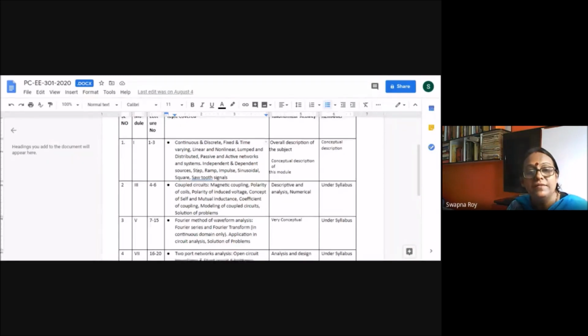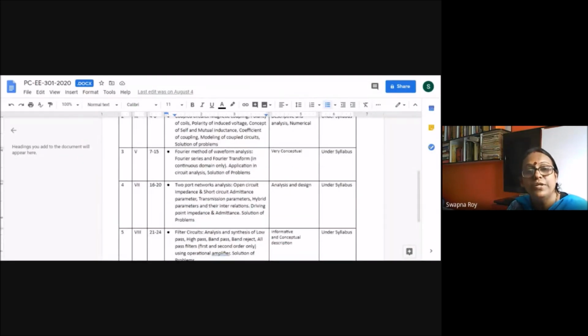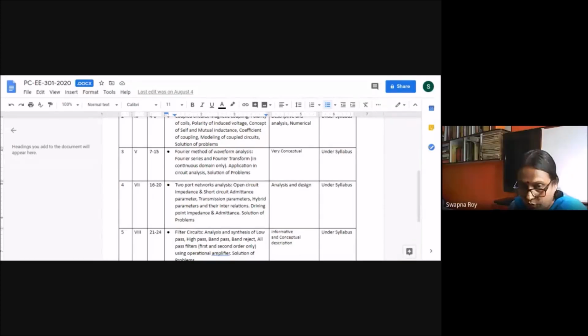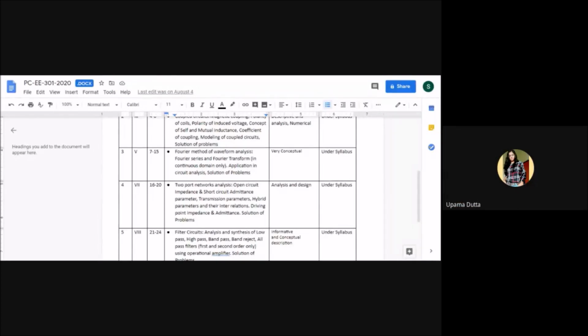After coupled circuit, we'll start module 5, that is Fourier method of waveform analysis. Fourier. In mathematics, you have already done it, right? In mathematics? No, ma'am, in mathematics, only Z transform is included. Only Z transformation. Yes, ma'am. Not Fourier series. No, ma'am.